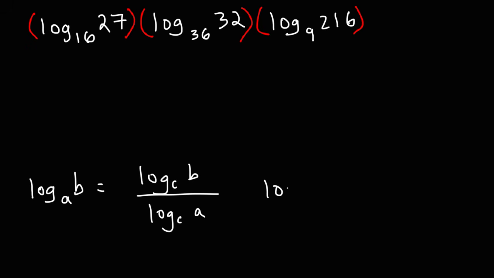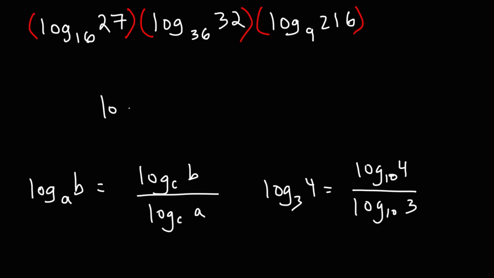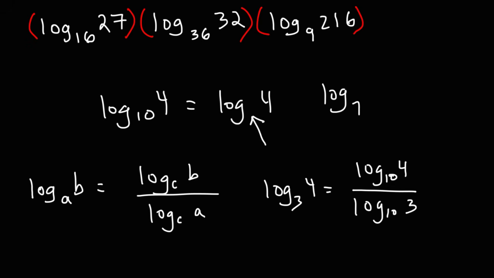So, for example, let's say we have log base 3 of 4. We can make this log 4 divided by log 3. And then we could choose a base. The best base to pick is base 10. The reason for this is log base 10 of 4 is the same as log 4. If you don't see a base number, it's always assumed to be base 10. So if we have, let's say, log base 7 of 8, we can just write it as log 8 over log 7.